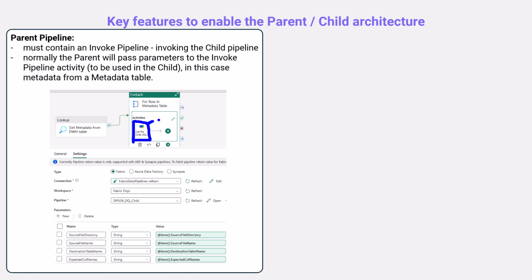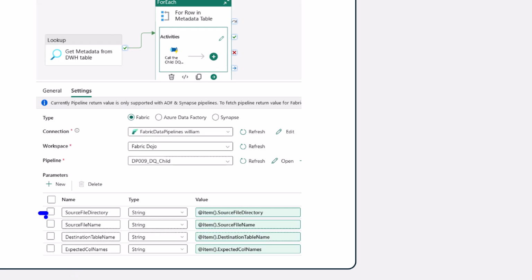And this invoke pipeline activity, normally what you'll want to do is configure some parameters in that child pipeline. And then within the parent pipeline, you're going to configure these parameters to pass things into that child pipeline. So in this example, I've got things like source directory, source file name, destination table name, expected column names. So these are things that I need in my child pipeline for it to function, right? For it to be dynamic.